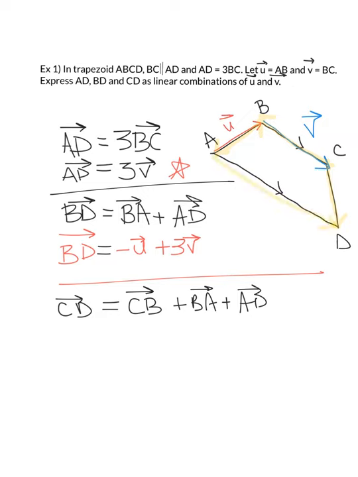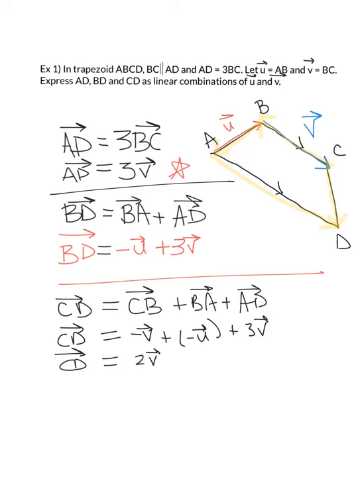Now, I know that I can rewrite these in terms of u's and v's. So vector CB is negative v plus vector BA is negative u plus vector AD, which is 3v. Just like when we combine like terms, I can simplify this a little bit. So I have the negative v plus the 3v. That will give me 2v, and I have the subtract u.